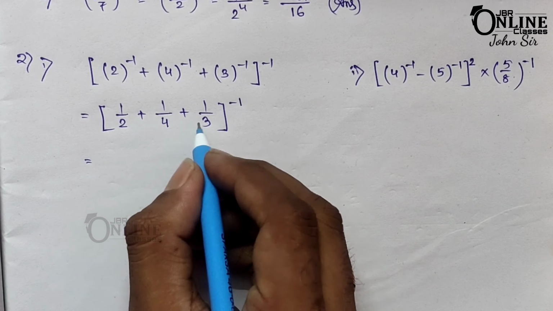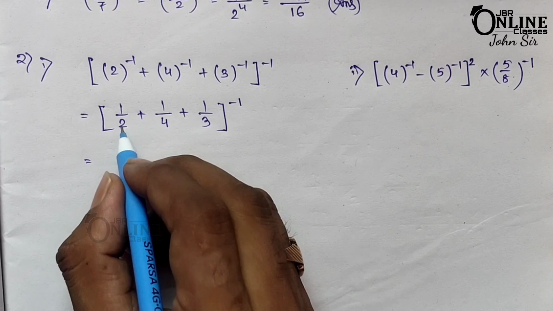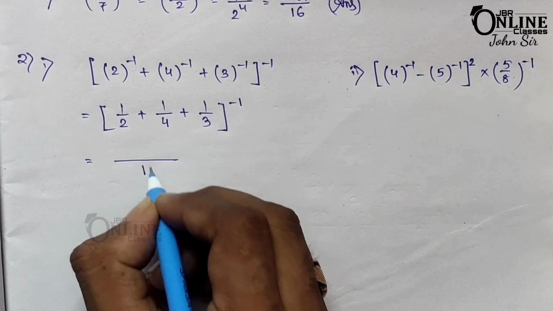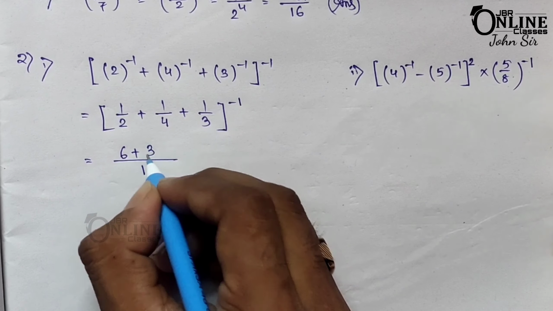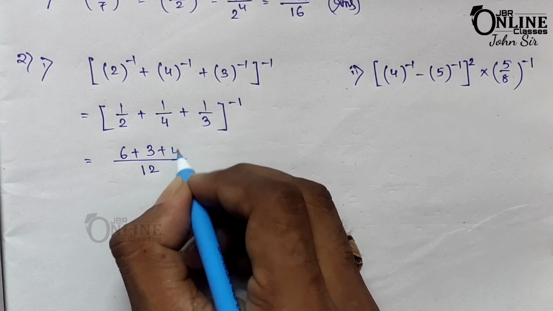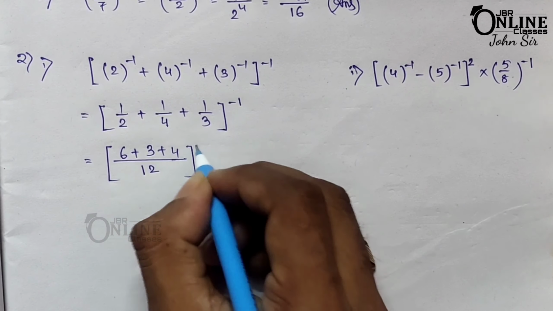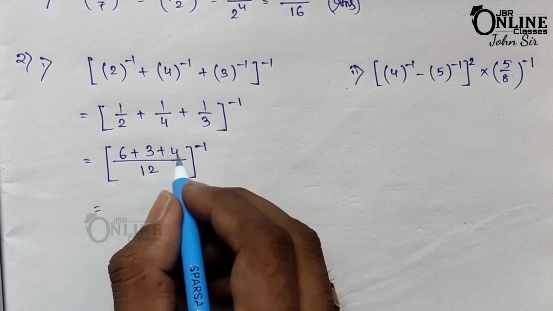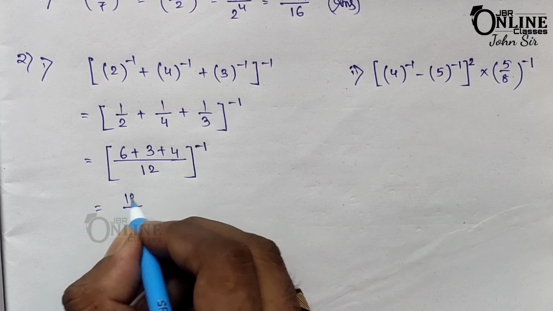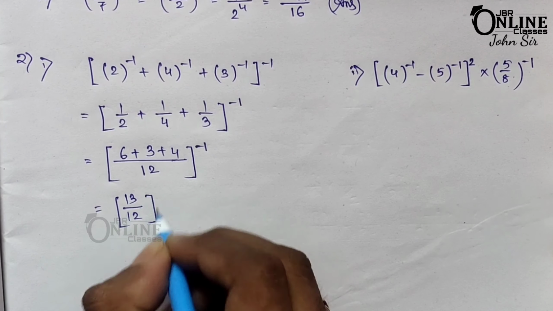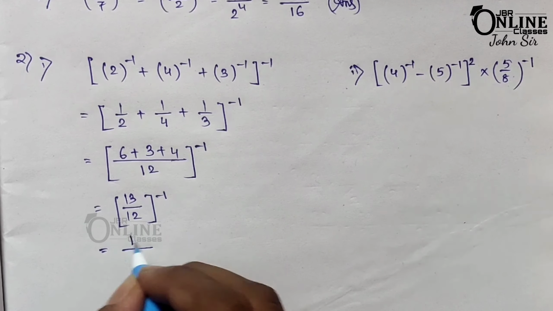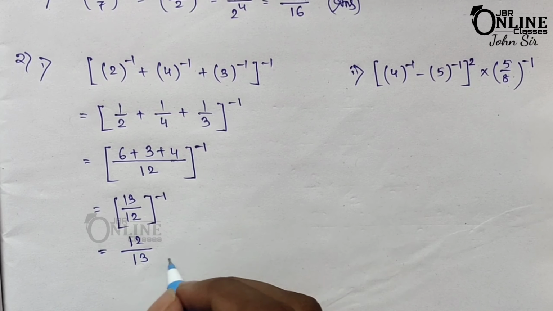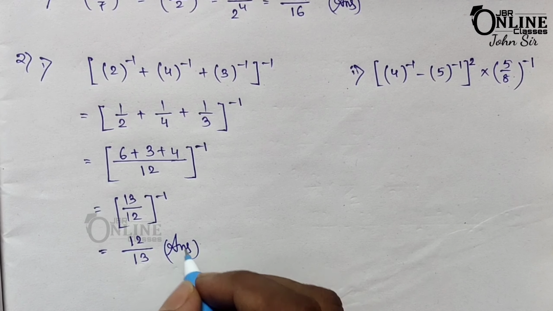So first you have to add these. Here the LCM of 2, 4 and 3 becomes 12. So 12 divided by 2 is 6, 12 divided by 4 becomes 3, and 12 divided by 3 becomes 4. So whole to the power minus 1, then 6, 3, 4 is 13. So (13/12) to the power minus 1. It makes the reciprocal form, so 12 by 13. So 12 by 13 is the final answer.